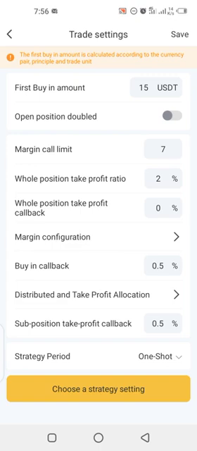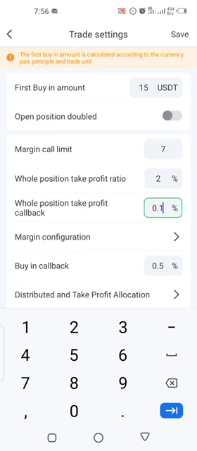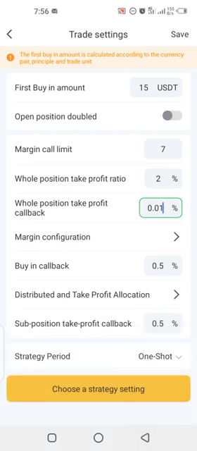Now, you need to understand that trading must have discipline. So your goal is to keep on growing your capital, right? I say you can have a maximum of 7 margin calls, between 4 to 6, 4 to 5. Now, your take profit depends on what you measured. The whole position take profit callback, I would recommend a 0 depending on the market situation, or you can keep this 0.1 or you can make it 0.01, right? The buy-in callback, you can make it 0.1.